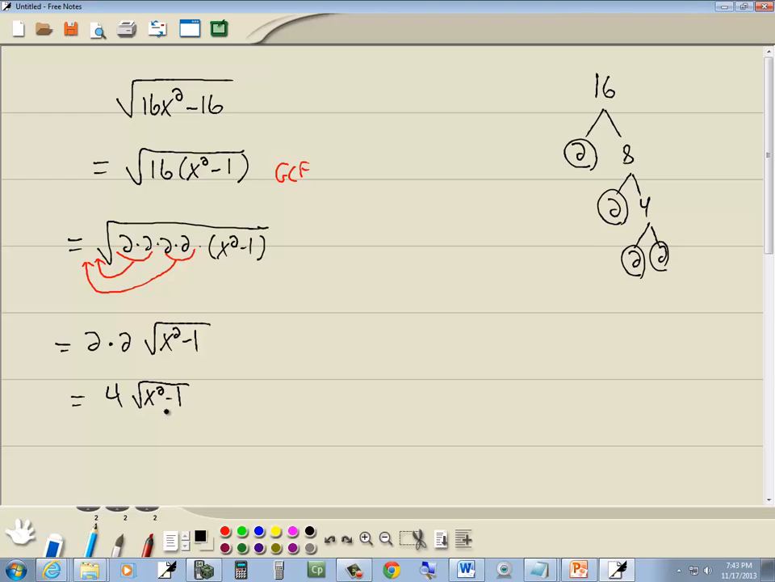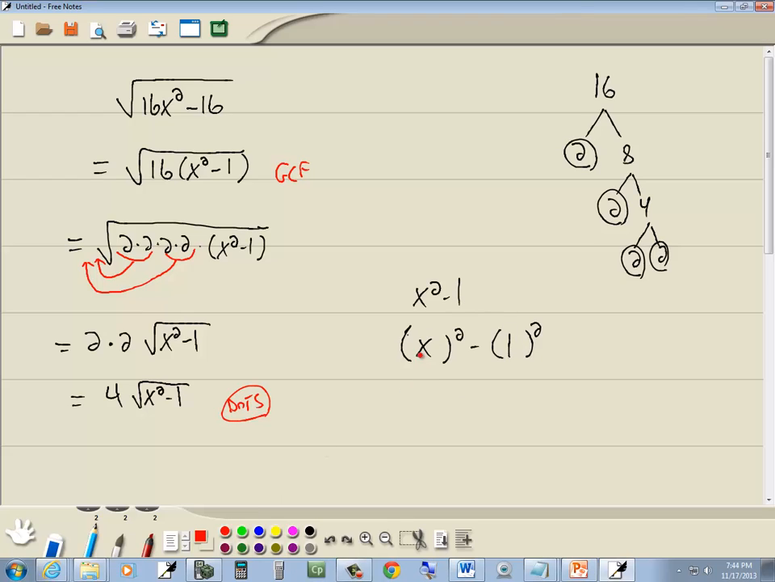Now x squared minus 1 is something we could actually factor further. It's the difference of two squares, two terms with a minus between them. If I come over here, x squared minus 1, difference of two squares, we try to write it as something squared minus something else squared. You ask yourself what times itself gives each piece. x times x gives us x squared. 1 times 1 gives us 1.